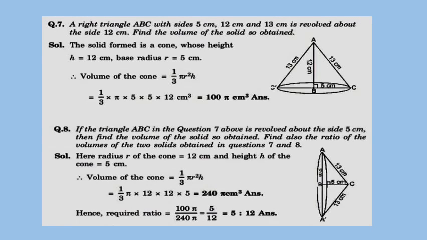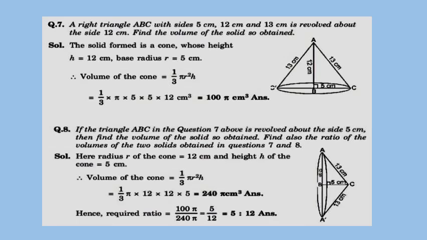See here, a right triangle ABC with the sides 5 cm, 12 cm and 13 cm is revolved about the side 12 cm. So the figure looks like this, when we revolve about the side 12 cm. Find the volume of the solid so obtained.